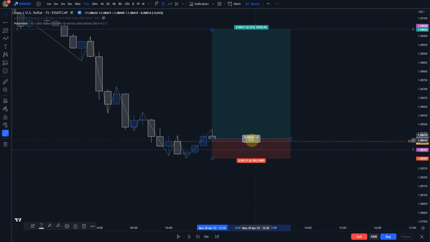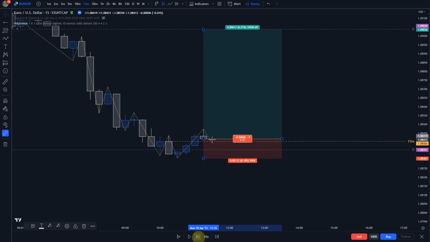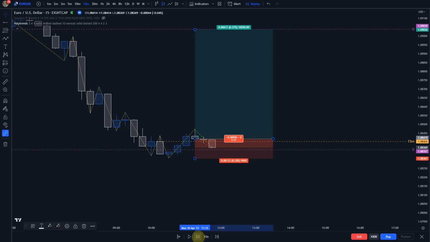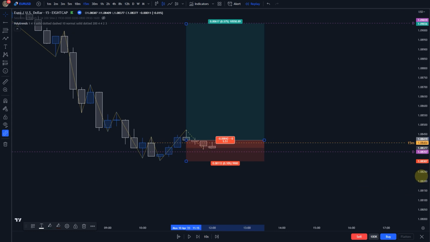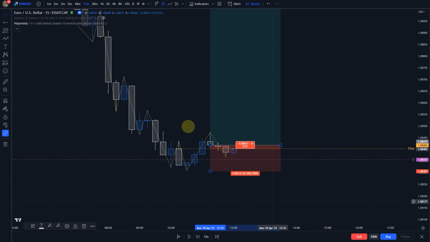Why? Because we come from daily support, and price tends to go from level to level in one time frame. Of course, this is not always the case. You could secure your trades and take partials while price is going up.